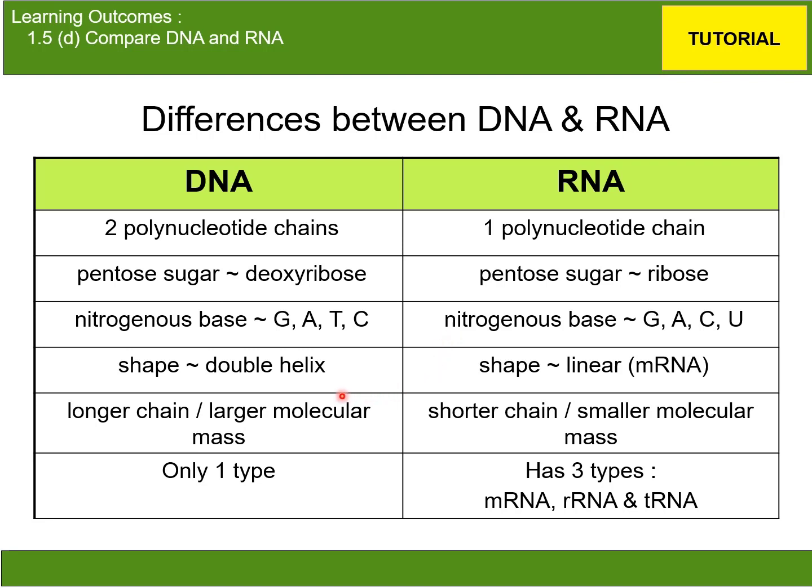DNA is a double helix, whereas RNA is linear. DNA has a longer chain or larger molecular mass, whereas RNA has a shorter chain or smaller molecular mass. DNA has only one type, whereas RNA has three types. There are mRNA, rRNA, and tRNA.